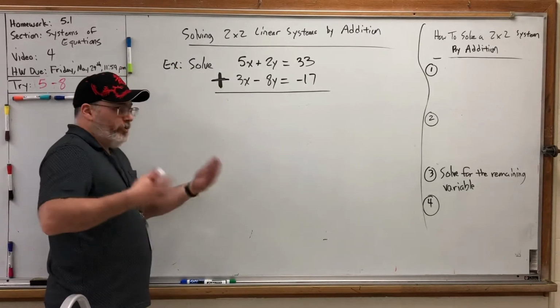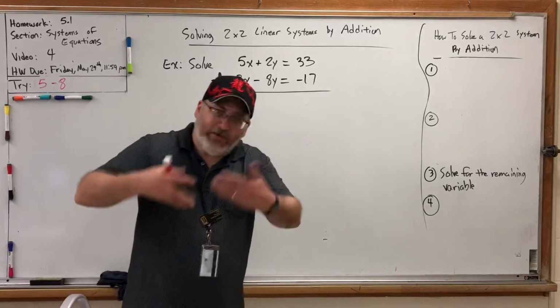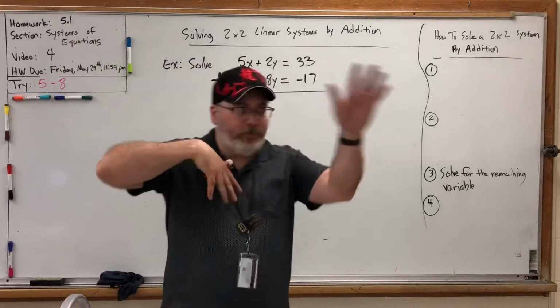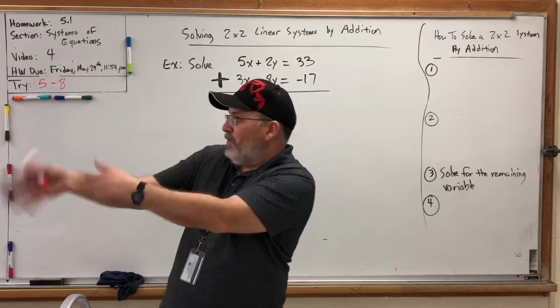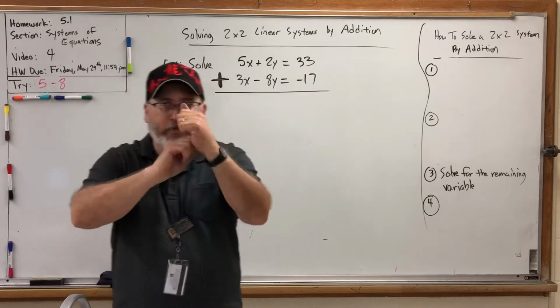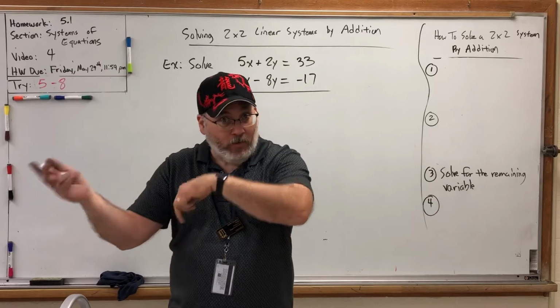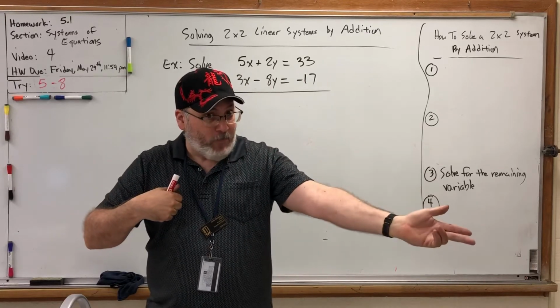Because we have tools at our disposal. Anytime you have an equation, whatever you do on one side, you do on the other. If you add 4 on one side, you add 4 on the other. If you subtract 4 on one side, you subtract 4 on the other. If you multiply by 4 on one side, you multiply by 4 on the other.